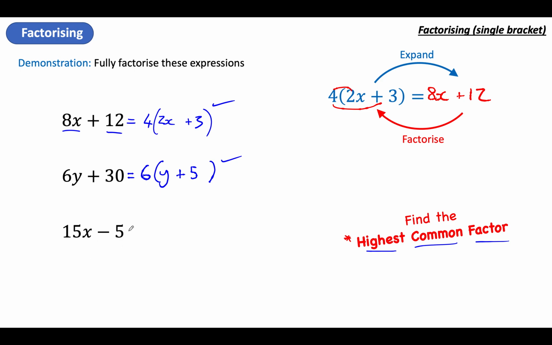15x minus 5. Okay, again, highest common factor, that's where we're starting. The biggest number that divides both is 5. Well, I now need to open up my bracket because they don't share anything else. And I need to make 15x. So my 5, I'm going to times it by 3 to make 15. But we need the x as well, so it's 3x here.